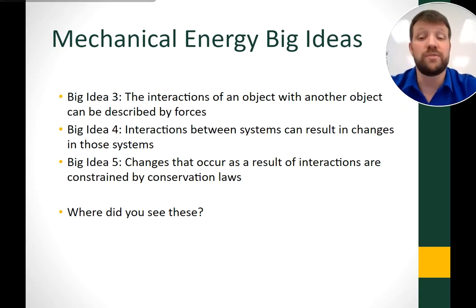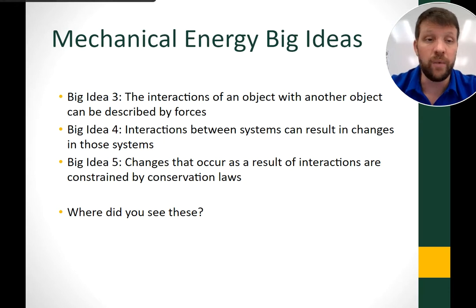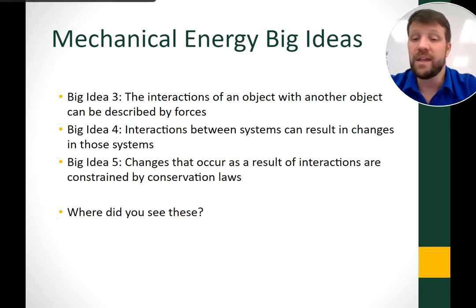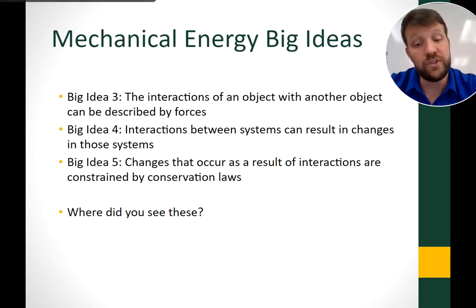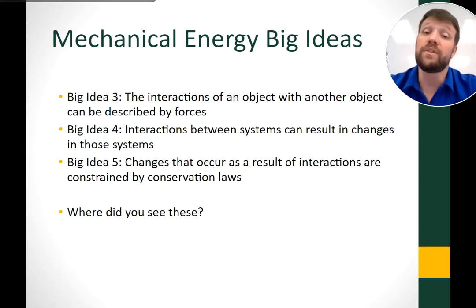Interactions between systems can result in changes in those systems, and that's that moving or transfer of energy from one type to another, right? We stretch that spring out, we let it go. We've got an interaction within a system, and so it's going to cause a change in that system. And the last one there, changes that occur as a result of interactions are constrained by conservation laws. Quick reminder, energy is never created or destroyed. Hopefully you saw these throughout here. We'll expand upon all of this in class.